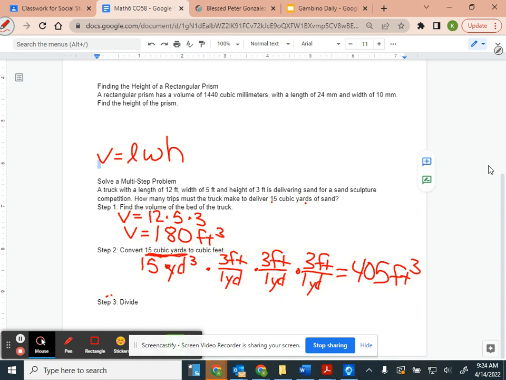So how many trips is the truck going to have to make to deliver 405 feet cubed of sand? What math do I have to do now? I have to divide. I have 405 divided by 180 because he does 180 in each trip. So how many trips does he have to make, Brielle? So 2.25 trips.